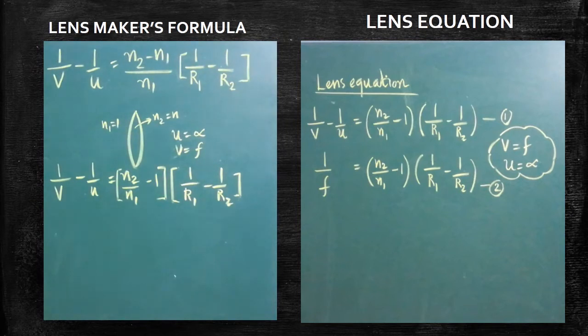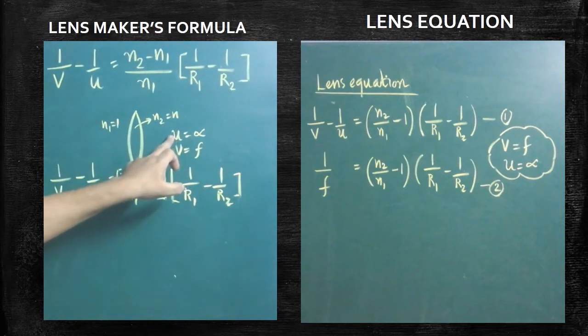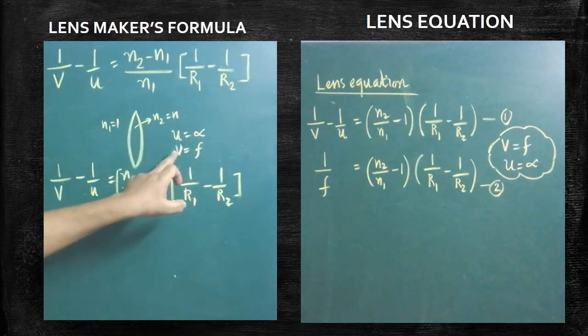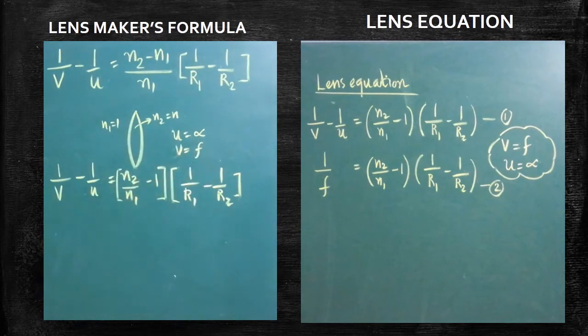Now we have to assume that the object is kept at infinity. When the object is kept at infinity, u will become infinity, and the light will be focused exactly at the principal focus. Therefore the image distance becomes f, v becomes f, that is the focal length. So v can be replaced by f. 1 by f, 1 by infinity can be written, and then a few more assumptions can be made.